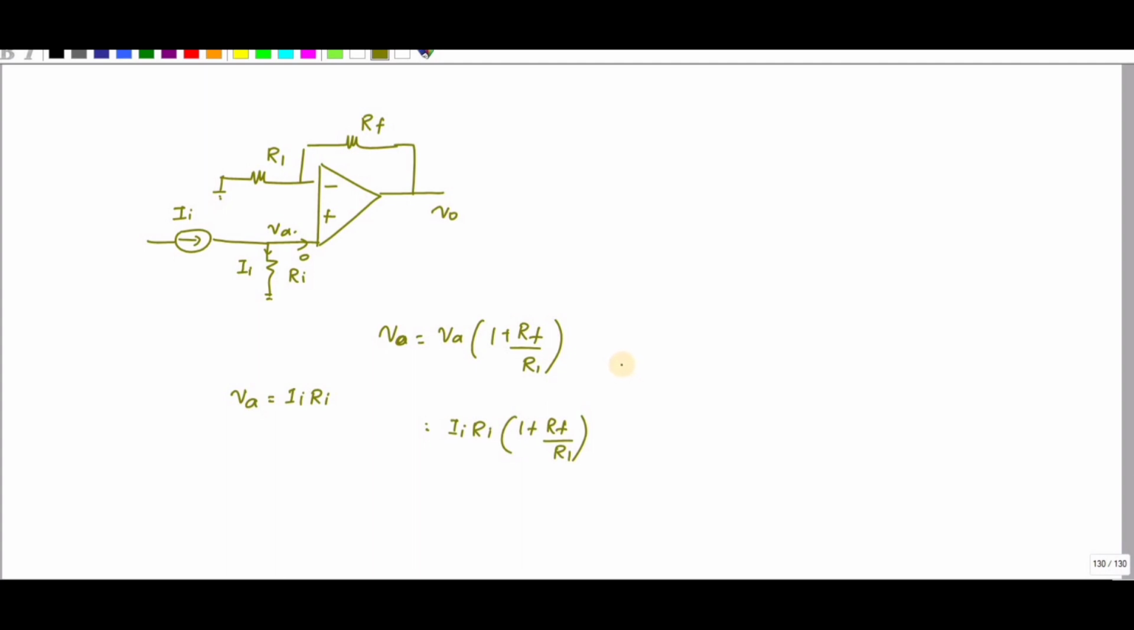This is a circuit showing the non-inverting current to voltage converter. You can see the input current IA has a return path to the ground, and the voltage at the non-inverting terminal VA is given by IA into RI. So the output voltage is this one.